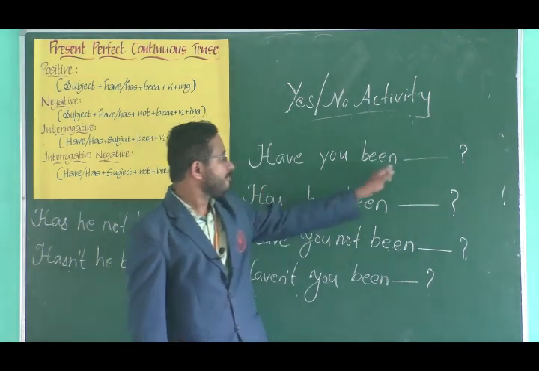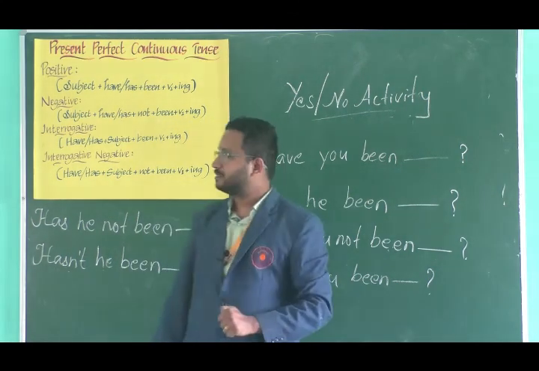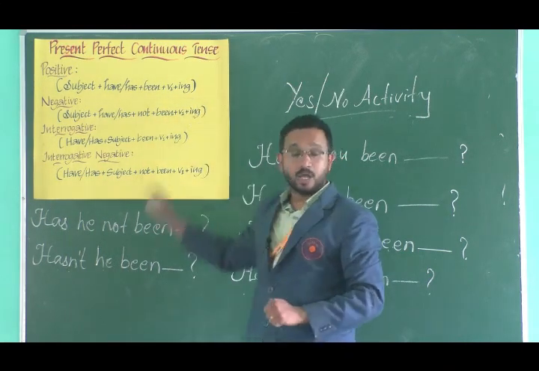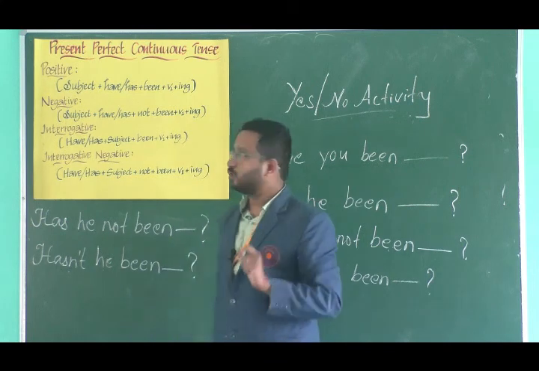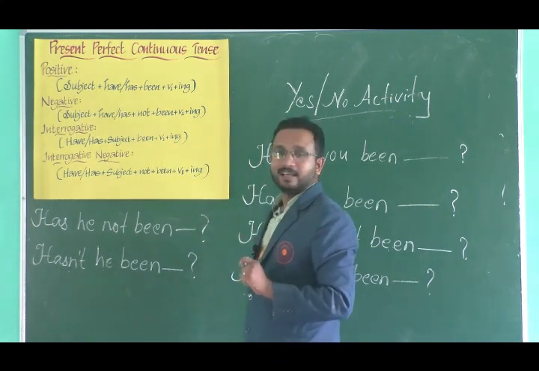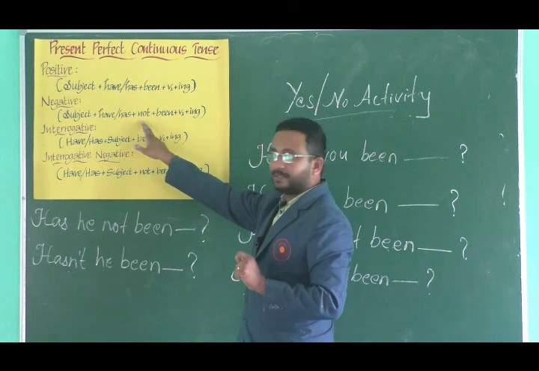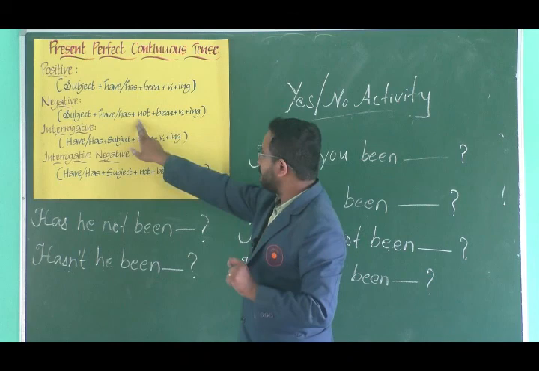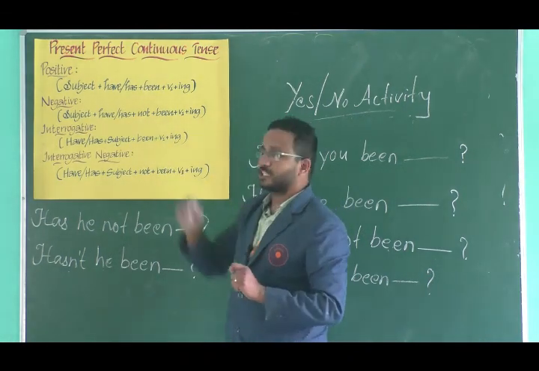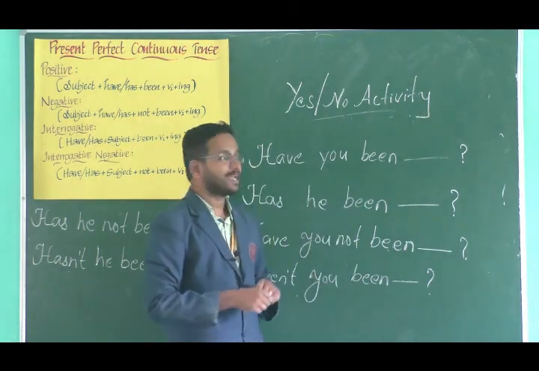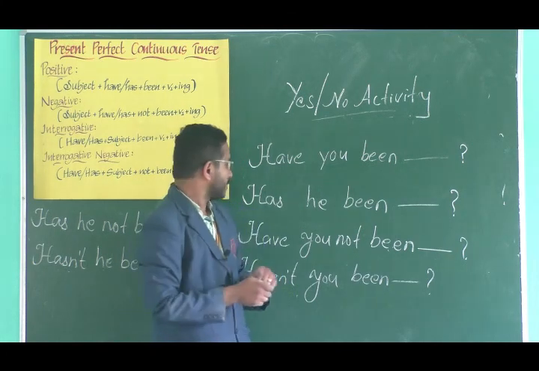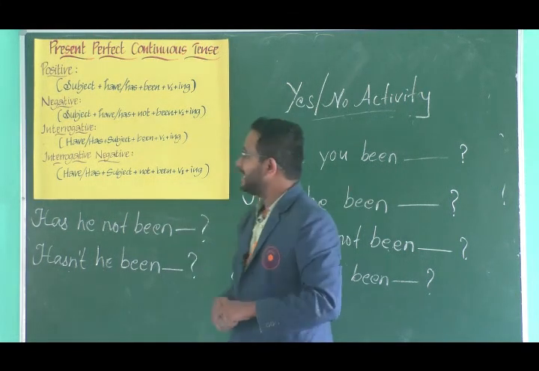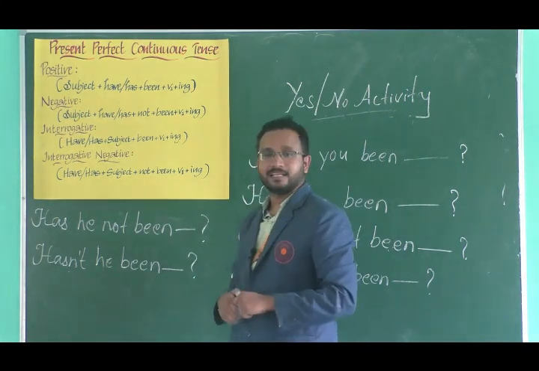For example, have you been writing essays? Yes, I have been writing essays. Or no, I haven't been writing essays. Negative statement. If it is no, negative statement. And if it is yes, positive statement. Questions. Okay, has he been writing clearly? Yes, he has been writing clearly.